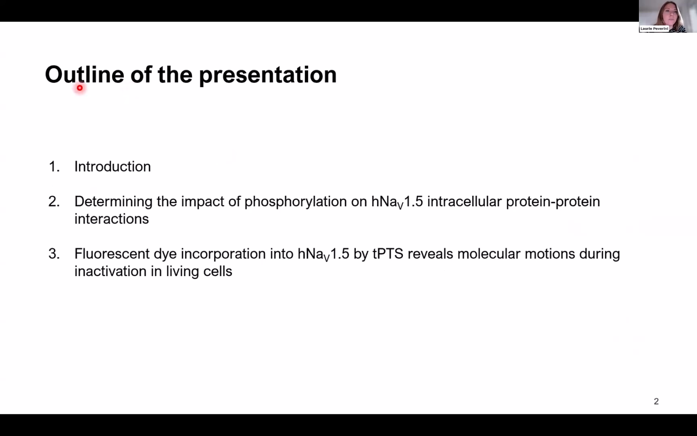And an outline of today's presentation. I will start with a really brief introduction on NaV1.5 and also on the technology that we use. Then I would like to present two different projects that we have performed with this type of technology. In the first project, we studied the phosphorylation sites on the NaV1.5 intracellular domain and how they impact intracellular protein-protein interaction. In the second project, with the same methodology, we incorporated fluorescent dyes in order to follow in real time the molecular motions that happen during inactivation in living cells, still for the NaV1.5 intracellular domain.